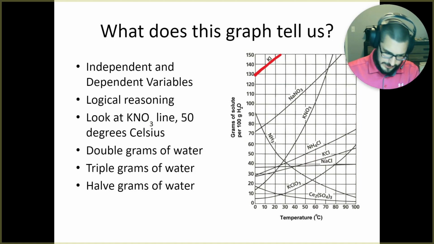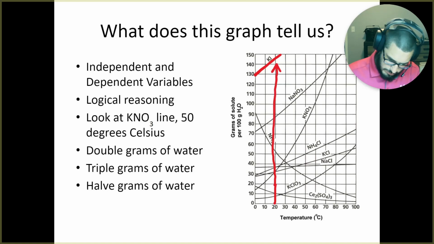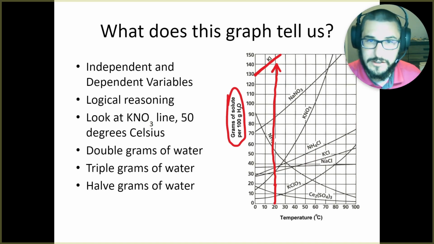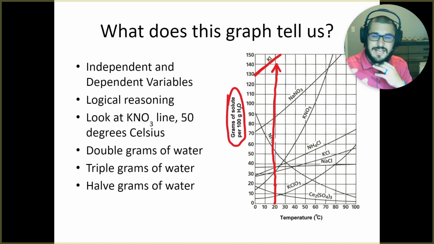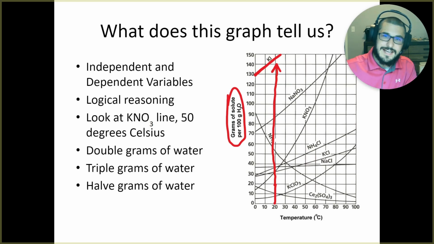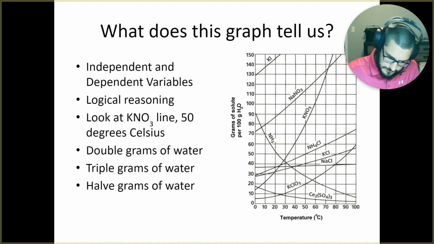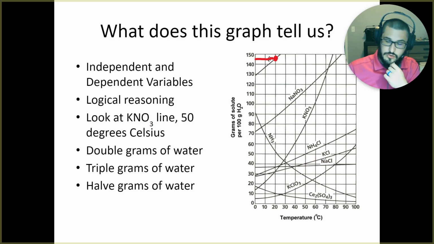So if we are looking at 20 degrees Celsius, then what this line tells me, based on my dependent variable here, is that wherever this line is at that temperature, that's how many grams of solute per 100 grams of H2O I can dissolve. Okay, so in this case, at 20, that is 130 grams of whatever this KI is.